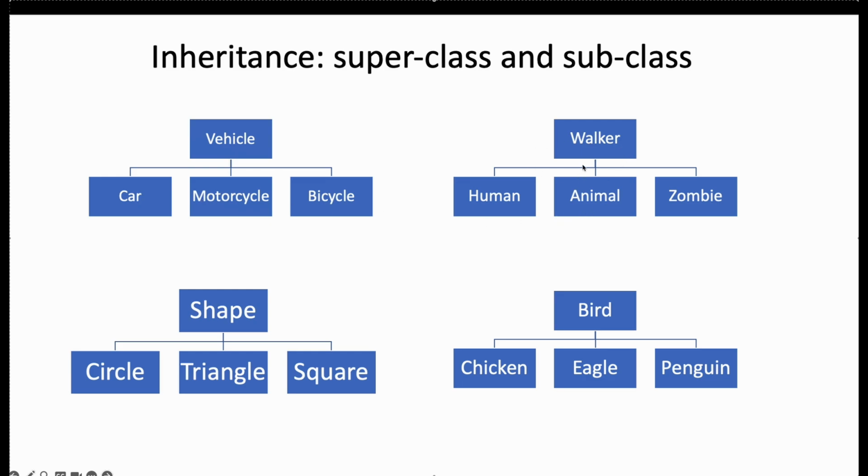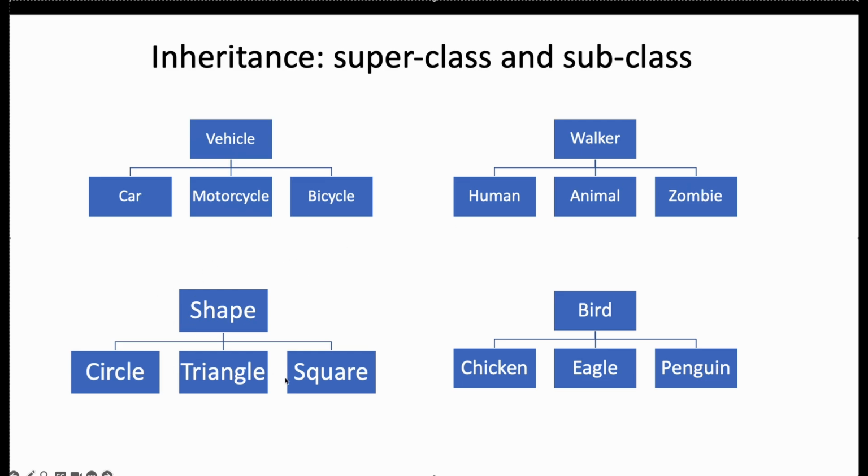Another example is this one. If we have a human, animal, and zombie, and we want to model all of them, it's smart to look at the common things of these 3 classes, and then create a superclass that has those common things, in this case, a walker, because all of these classes have the capability of walking. So it's smart to define a class walker that has the walking functionality that will be inherited by all 3 subclasses in this case.